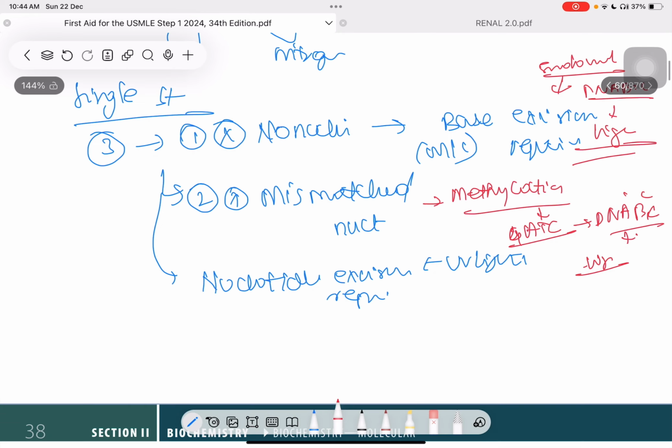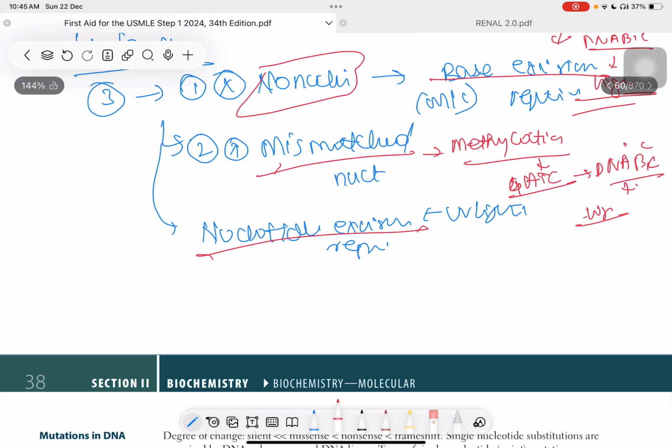We have clarity. Once you have no nucleotide, this was base excision repair. Once the nucleotide has been misplaced, that is known as mismatched nucleotide. Once you have a dimerization due to UV light, this is known as nucleotide excision repair. In nucleotide excision repair, let's discuss the steps and we'll summarize it. So you have helicase.